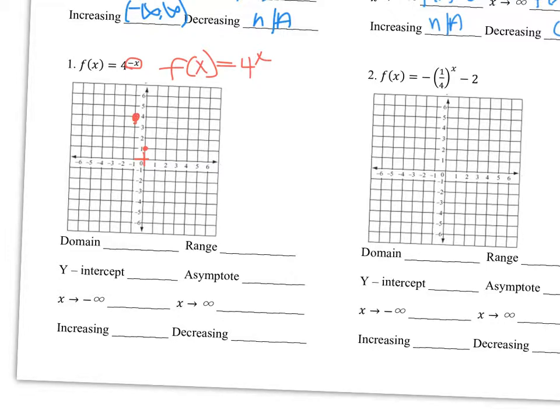4 to the second power would be 16. That's going to go off my grid. So what if I do 4 to the negative first power? That would just be flipped to 1 over 4. So I would go over 1, up a quarter. But because I'm flipping it over the y-axis, I'm going to graph it there. And then 4 to the negative second power is 1 over 16. So it looks something like this.